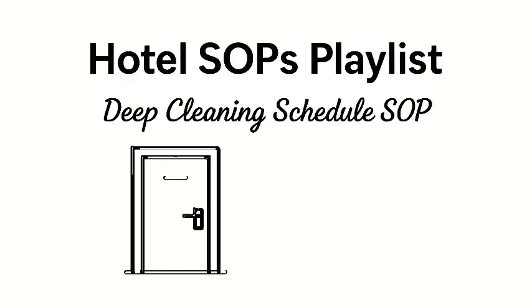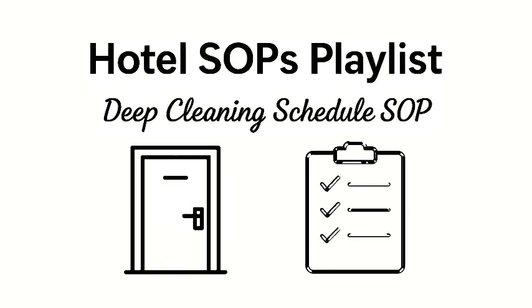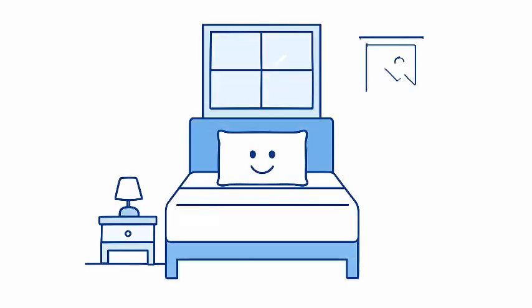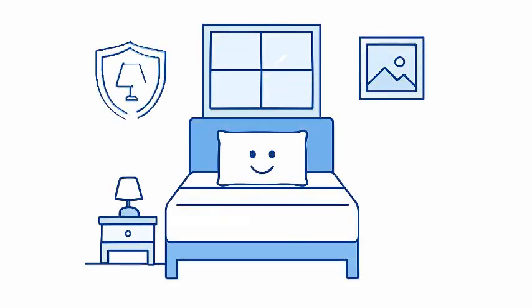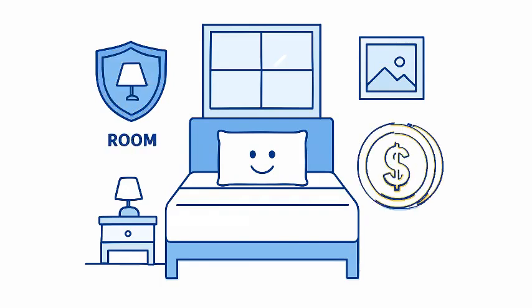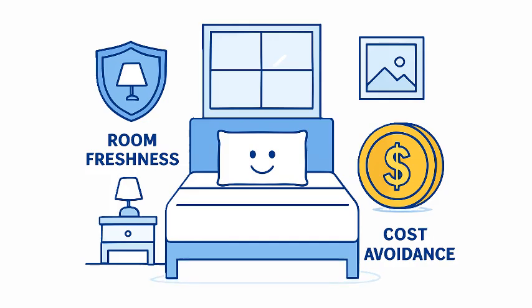In this video, you'll learn our deep cleaning schedule SOP using a simple 30-day rotating checklist for guest room deep cleaning. The goal is clear. Keep rooms looking fresh every day, protect hotel assets, and avoid big, expensive repairs later.